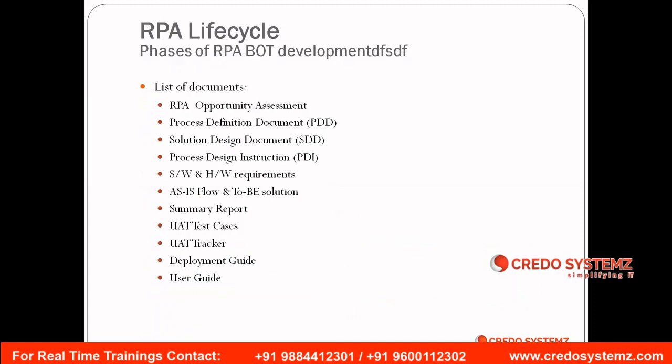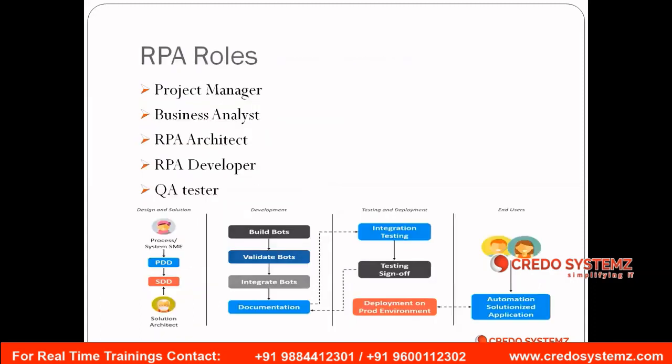So as I said, these are the list of documents that are involved. These are the list of people or the roles who will be involved. So you would have a project manager to execute your project. You would have an RPA business analyst who will be talking to the customer, analyzing the business requirement, and telling it to the technical people.